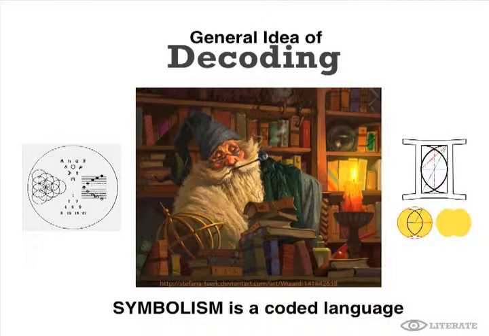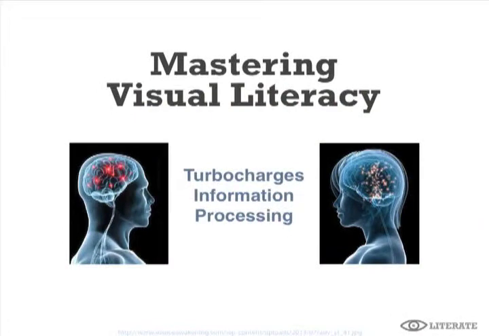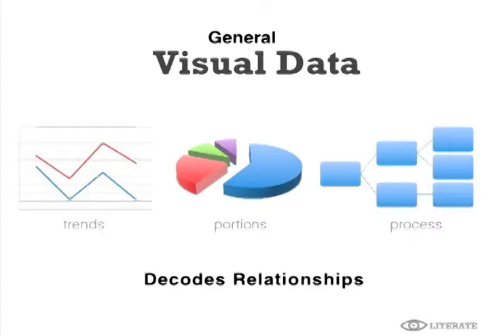So the general idea of decoding these symbols is the recognition that symbolism itself is a coded language, and it's very old and it's been used for a very long time in order to embed information in something other than text. Now, mastering this visual literacy turbocharges your information processing, because it's bringing in a lot more than just your intellectual processing of text. It's also using emotion and images and symbols, which carry their own meaning.